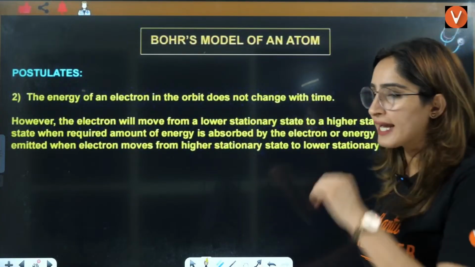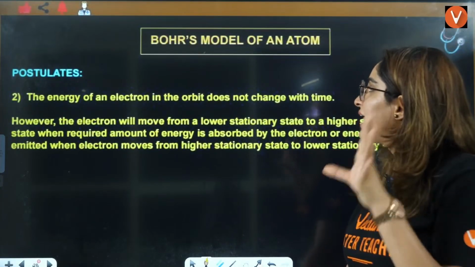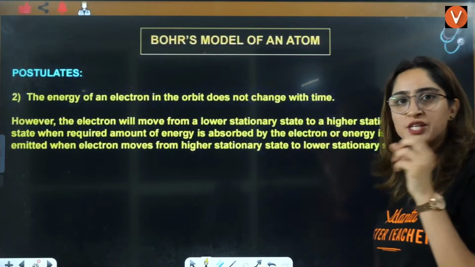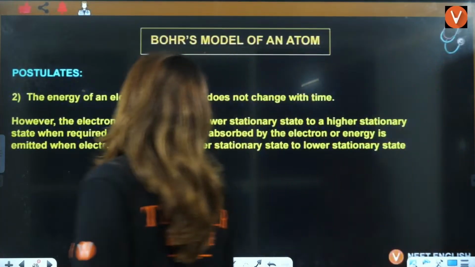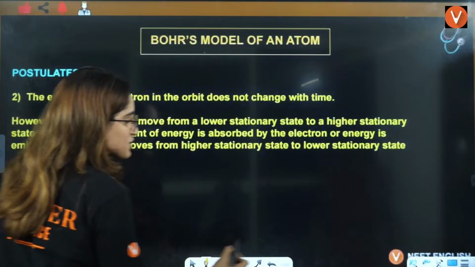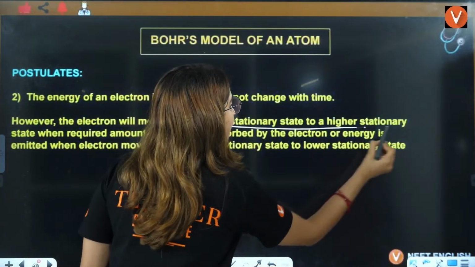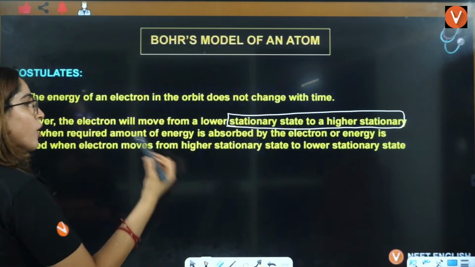Now, the second postulate: the energy of the electron in the orbit does not change with time. With time, it's not changing. It can move from a lower stationary state to a higher one, or from a higher one to a lower one.